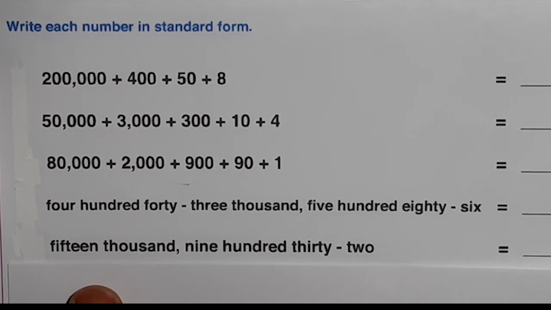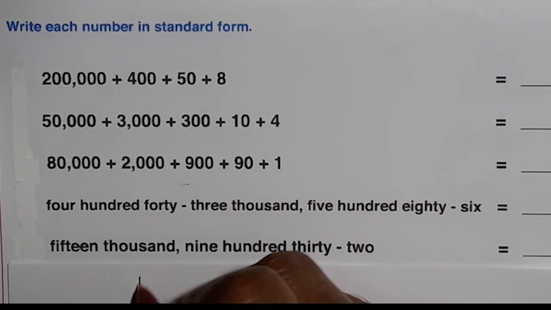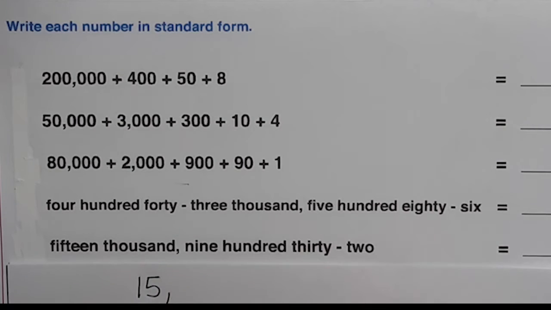The next problem is written in the written format, and we're to change it into standard form. So you write it just the way you see it. 15,000. So we write 15, and we put a comma right after it because it has thousands. We know next comes hundreds, then tens, then ones.